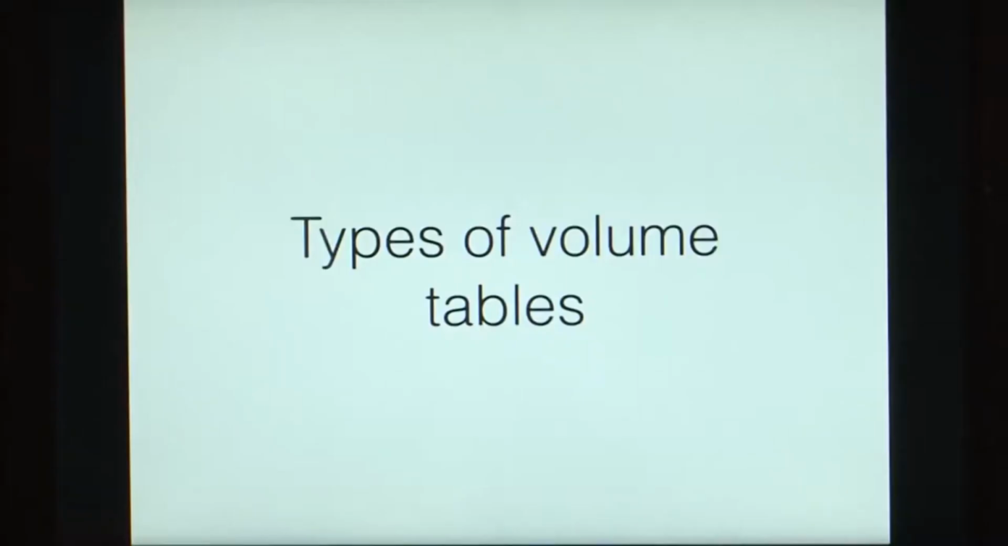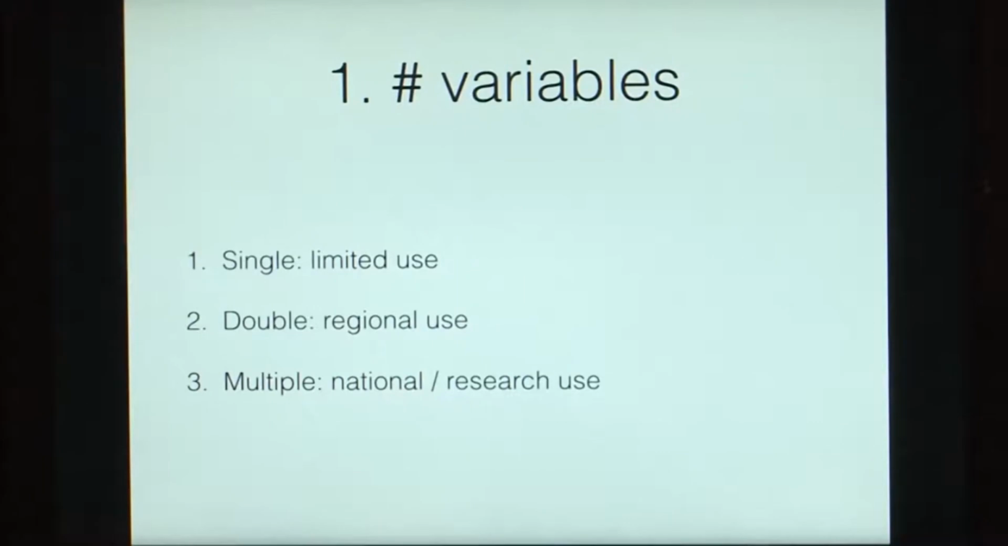So, now coming back to the slides, let us look at the types of volume tables. Here we had different volume tables, but how do we classify them? The first classification is based on the number of variables. A single variable, say diameter at breast height, will have limited use. If you have two variables, say diameter and height, or diameter and form factor, or form factor and height, it will have a bit more usage. If you have multiple variables, the diameter, the height, the form factor, the site quality and so on, then it might have much more usage, especially in research.